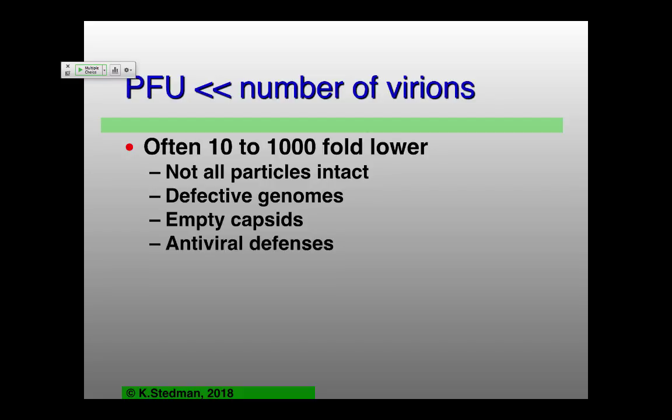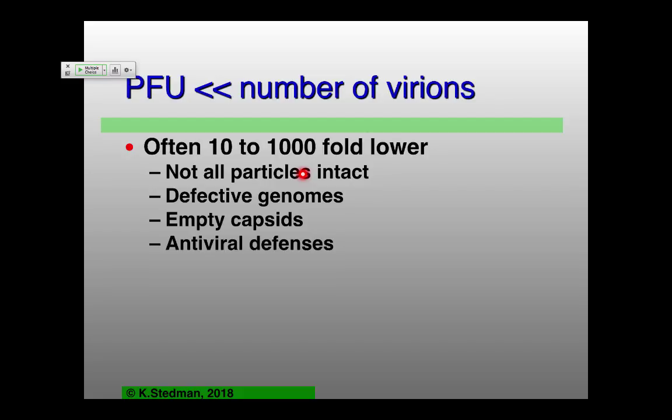And in some cases, particularly for animal viruses, up to 1,000-fold lower. So you have huge numbers of virions, most of which are not infectious. So why is that? As we'll see later on, assembling virions is sometimes really challenging. So that's a definite possibility that some of these virions are actually incomplete.